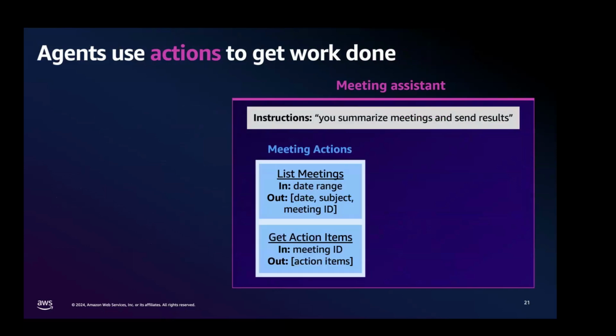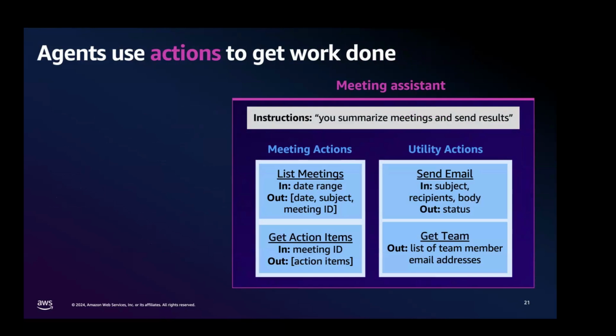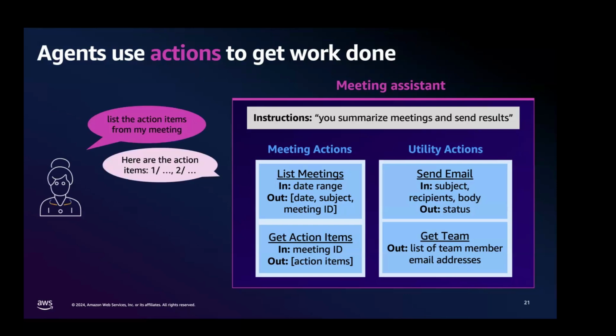So in this case, we're going to add in meeting actions where it can list the meetings of a particular user and query the action items for that meeting. And then we're going to give it the capability to also send emails and get teams. And we'll look later at how you actually express this within agents. But the final state is when somebody comes in and asks for the action items, it will list their recent meetings, get the action items for that meeting, and pass them back to the user.